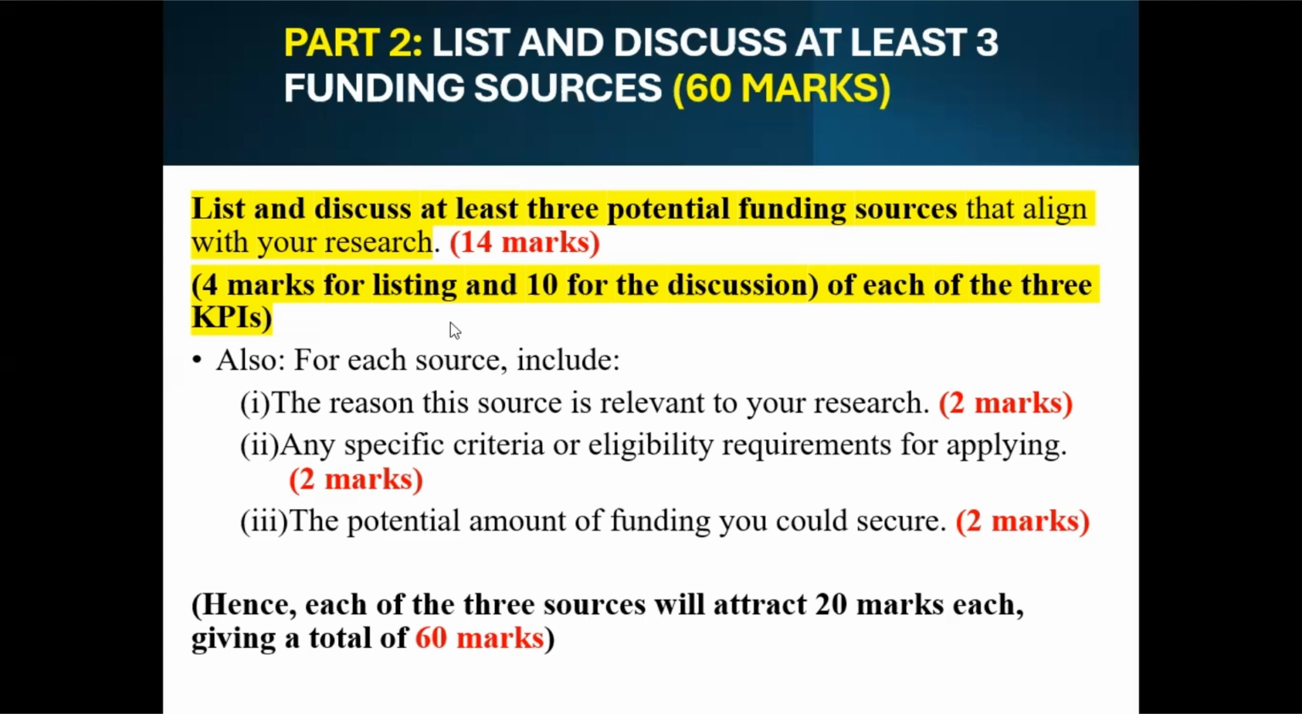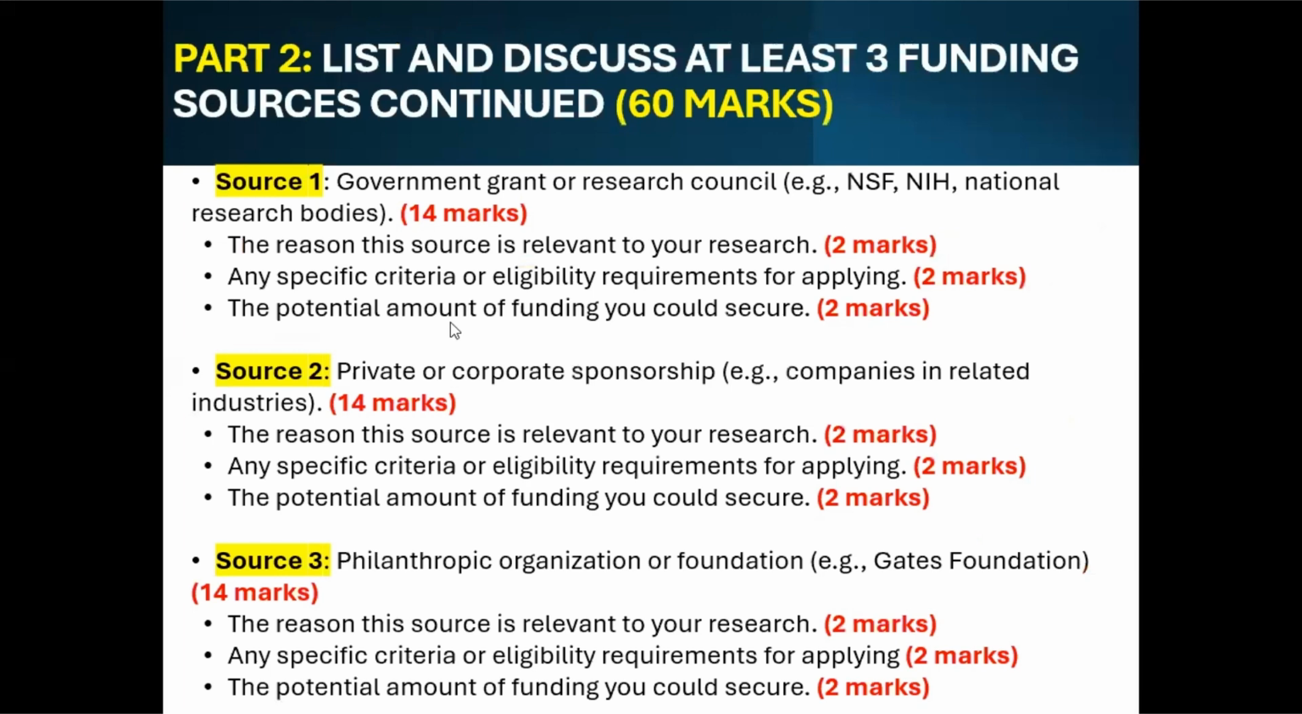Now, let us continue. How do you score for the sources? Source 1 will be a government grant or research council or whatever. So that is governmental, and that will be 14 marks. And then the reason for this source being relevant to your research, 2 marks. Specific criteria, 2 marks. Potential amount of funding, 2 marks. That is 14 plus 6, which will give you 20 marks. Source 2 is the same, but that will be private. And source 3 should be a philanthropic organization. So that is how we arrive at the score of 60.